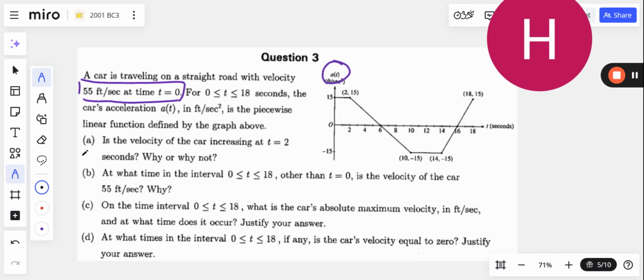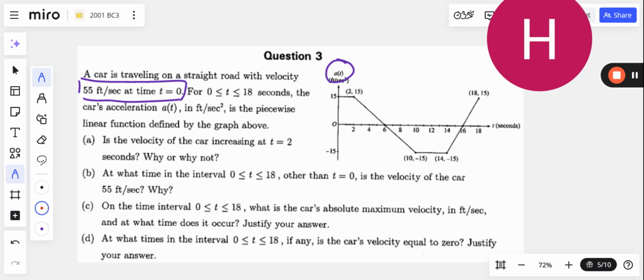The question is, part A: is the velocity of the car increasing at t equals 2 seconds? Well, if the velocity is increasing, that means the derivative is positive, which basically means a of t, or a of 2, is positive. So we're just asking if the graph is positive at t equals 2. I mean, it's pretty obviously positive.